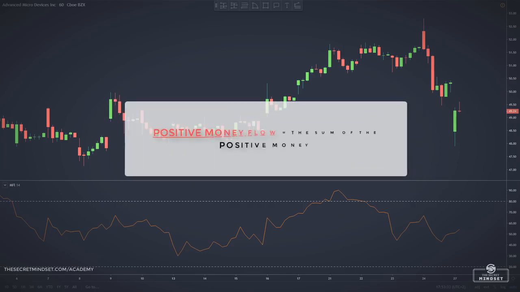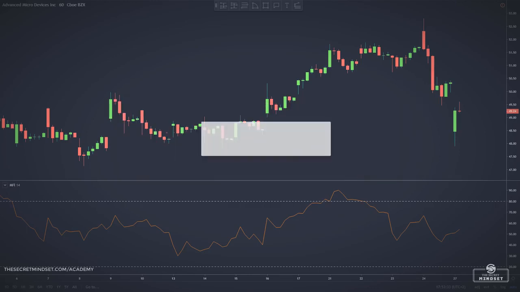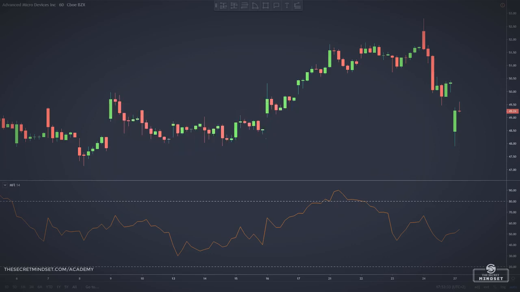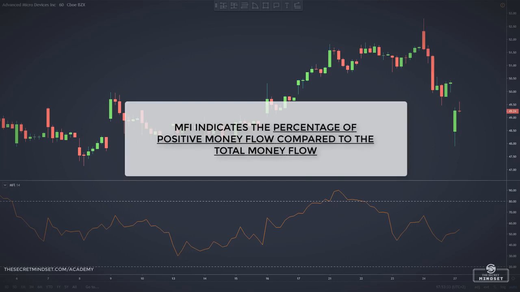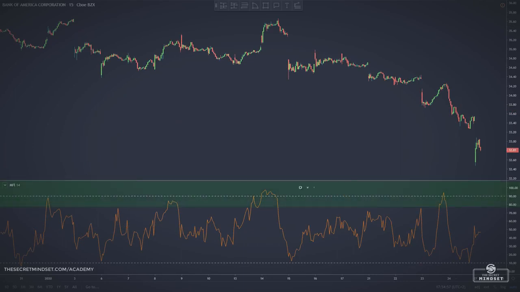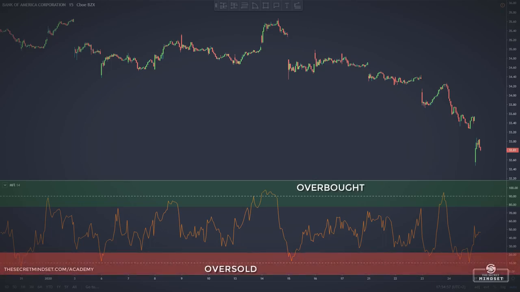Positive money flow represents the sum of the positive money over the specified number of periods. Negative money flow represents the sum of negative money over the specified number of periods. The money flow index indicates the percentage of positive money flow compared to the total money flow. MFI reading over 80 is considered overbought, and MFI reading below 20 is considered oversold.